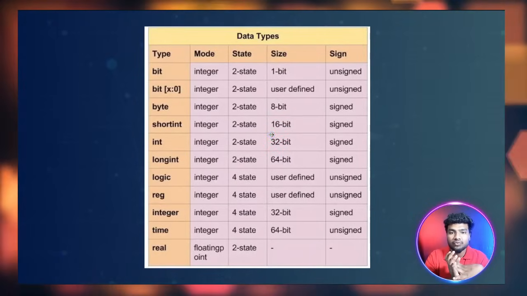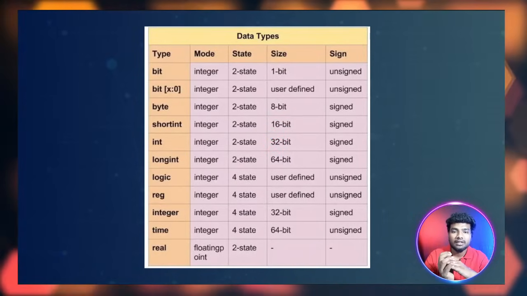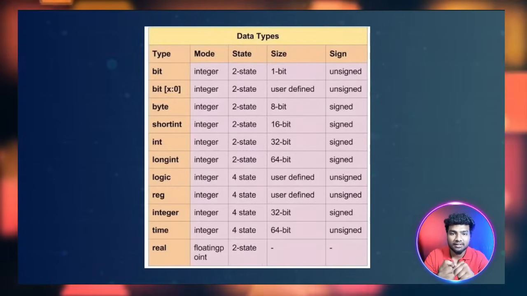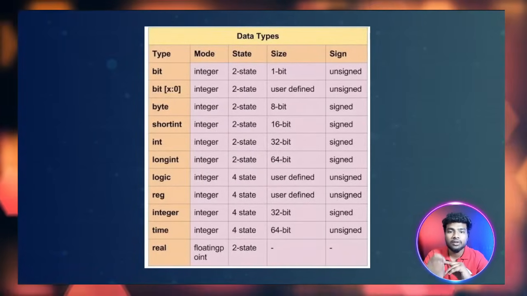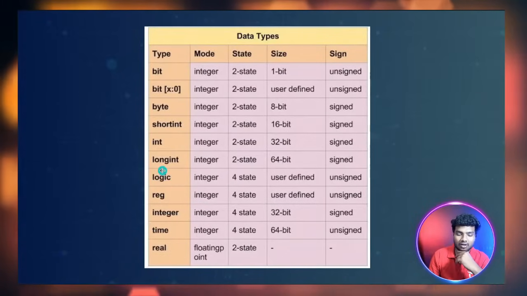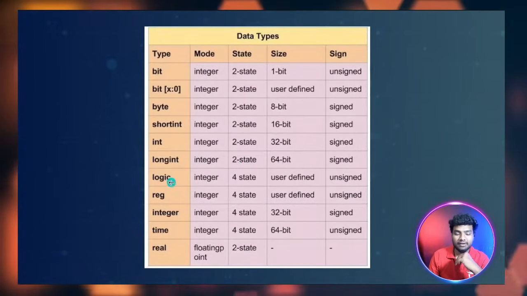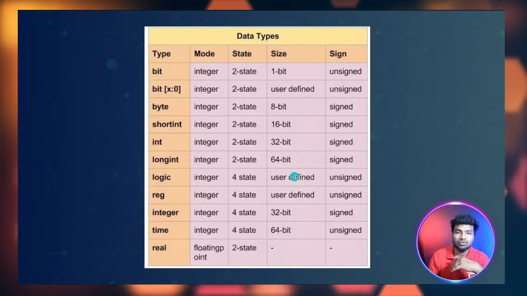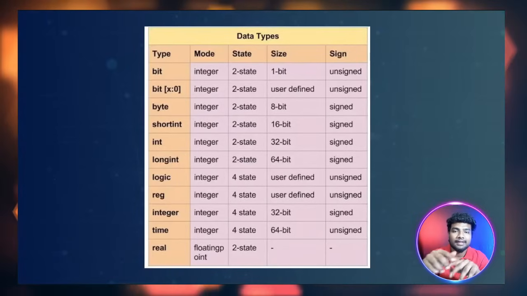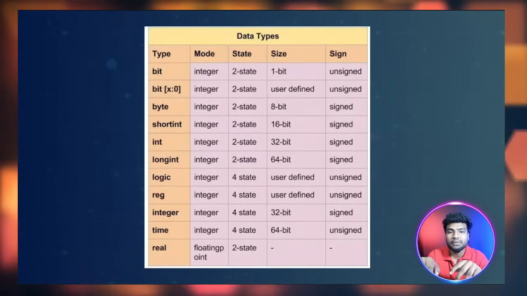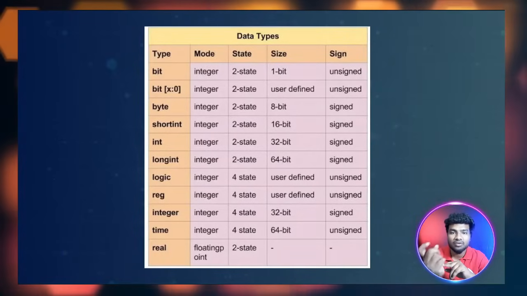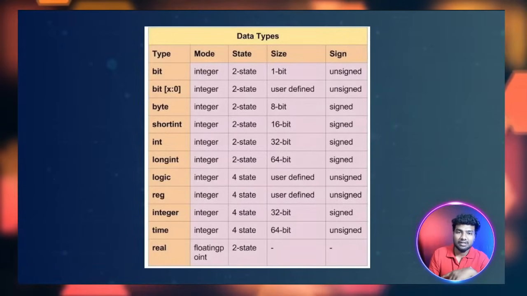If you are dealing with int, the width of the int is 32 bit. So for example, int a means that signal a can store 32 bits of data, and it is signed in nature. Long int is 64 bit, also two state. And then logic is user defined. User defined means we can increase the width, like logic a, and in square brackets we can write [7:0], which means it has 8 bits of width. So it is user defined, and we can increase and decrease the width by using the logic data type.